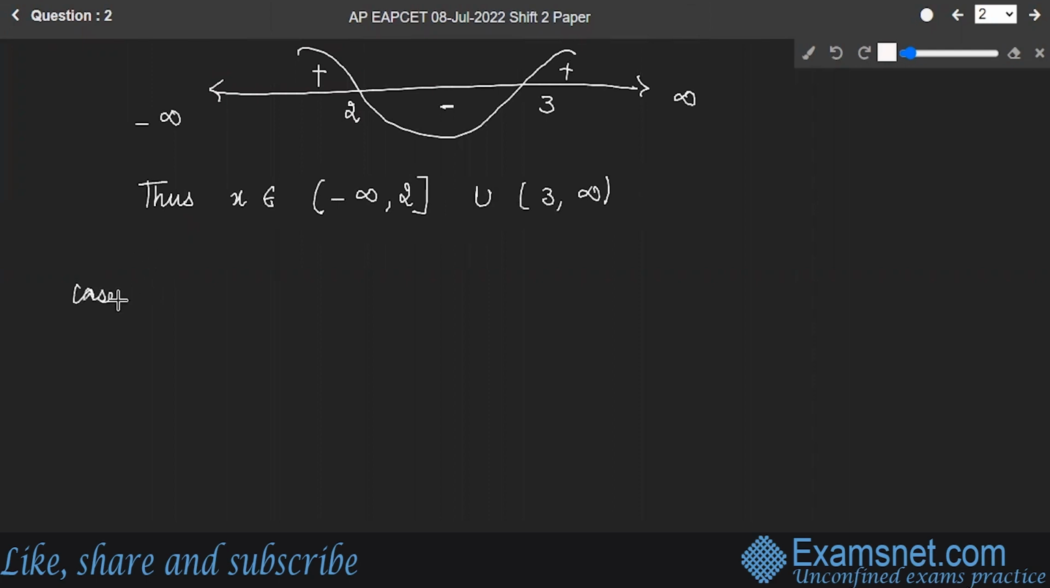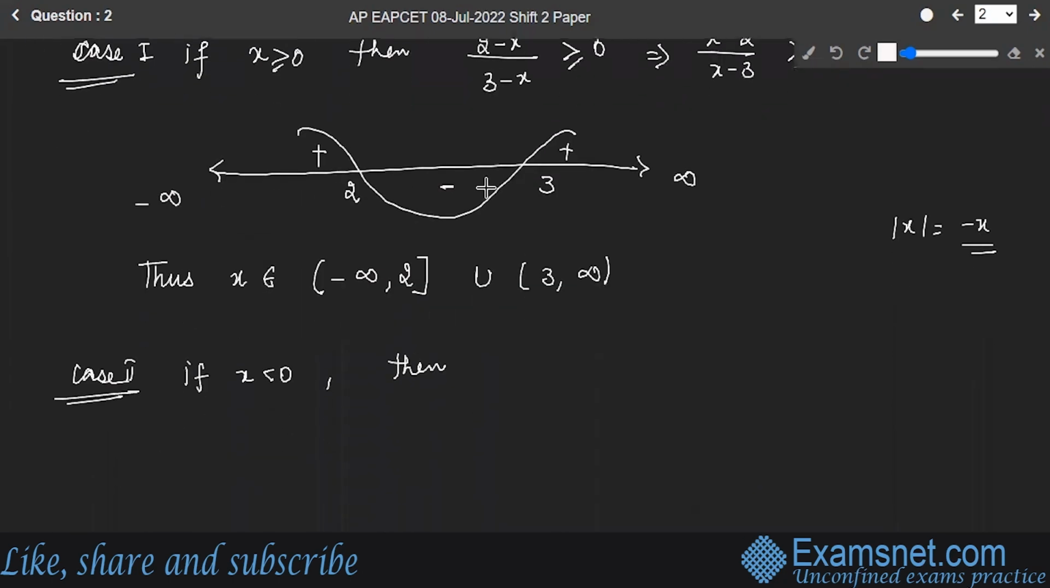Next, we have the second case in which x is less than 0. When x is less than 0, we will take the mod of x as minus x, which will make our expression, that is (2 minus mod of x) upon (3 minus mod of x), become (2 plus x) upon (3 plus x). This has got to be greater than 0.